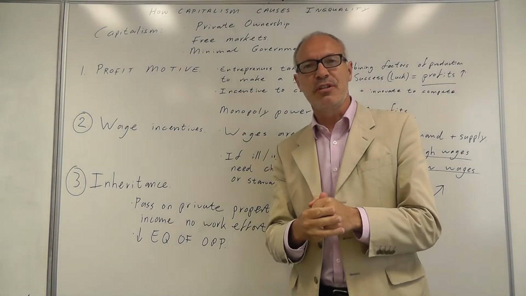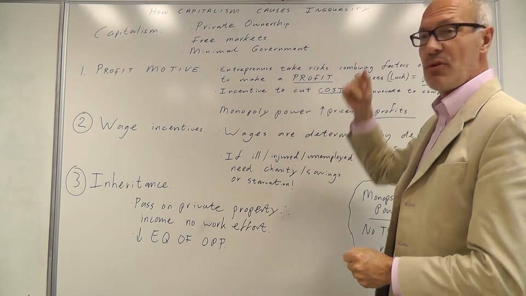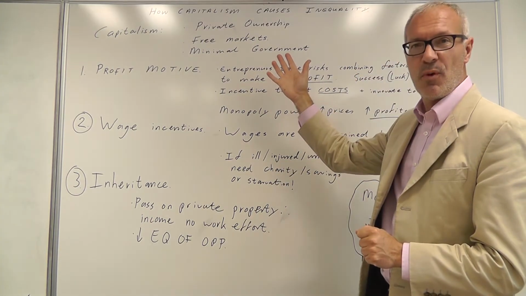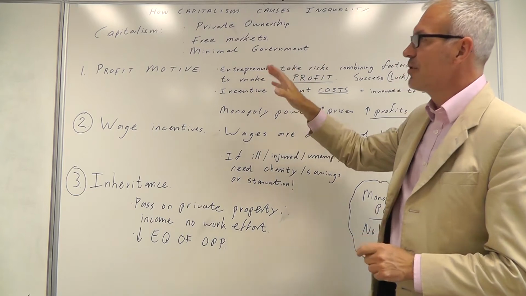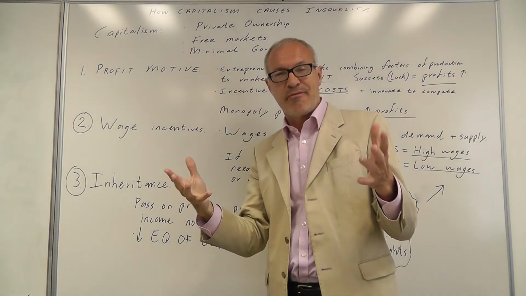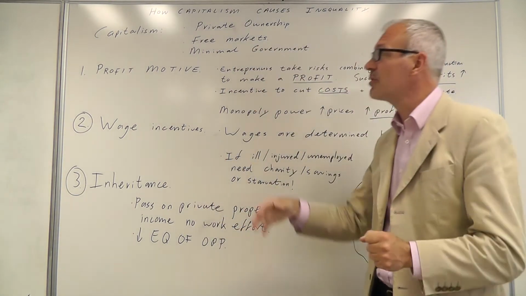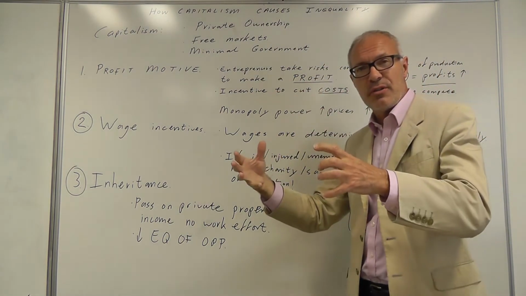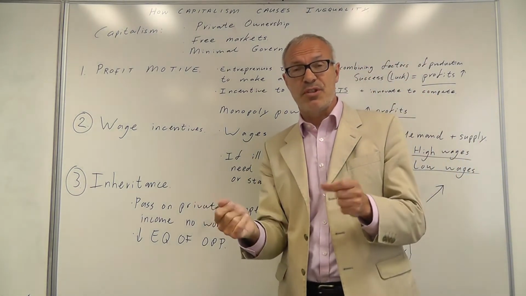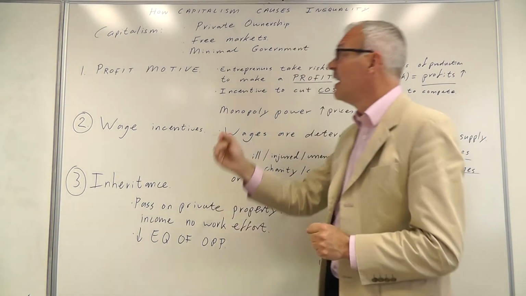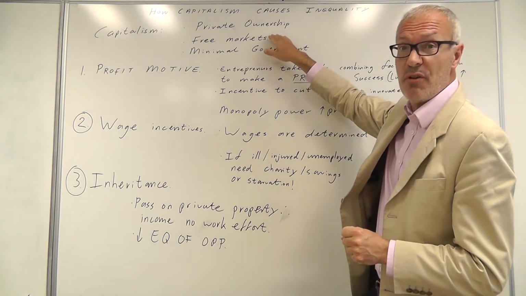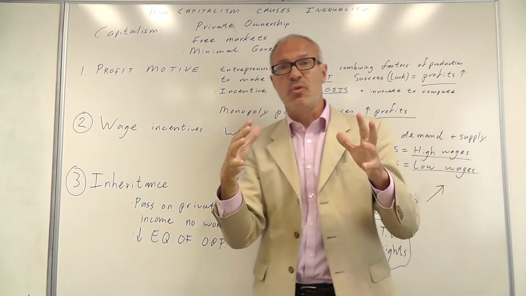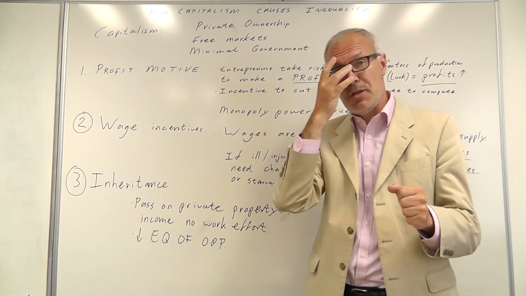So in this video we're going to look at why capitalism tends to cause inequality. First of all, we need to define what we're looking at in terms of capitalism. Capitalism solves the fundamental economic problem, scarcity and choice, by having a system where there are free markets, where the allocation of resources is determined by demand and supply, based on private ownership of capital. And it has minimal government intervention.